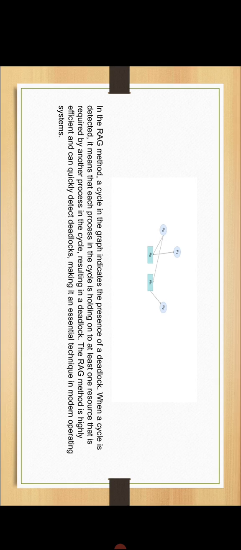In the RAG method, a cycle in the graph indicates the presence of deadlock. When a cycle is detected, it means each process in the cycle is holding at least one resource that is required by another process in the cycle, resulting in a deadlock. The RAG method is highly efficient and can quickly detect deadlocks, making it an essential technique in modern operating systems.